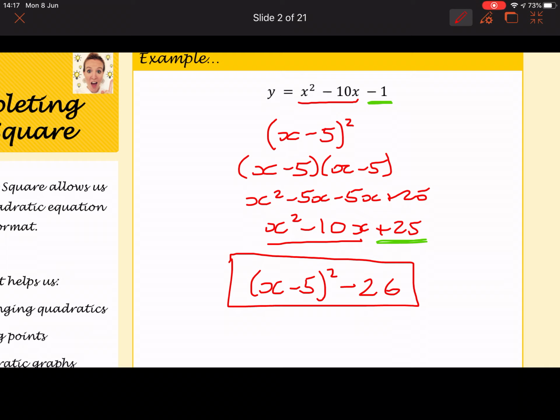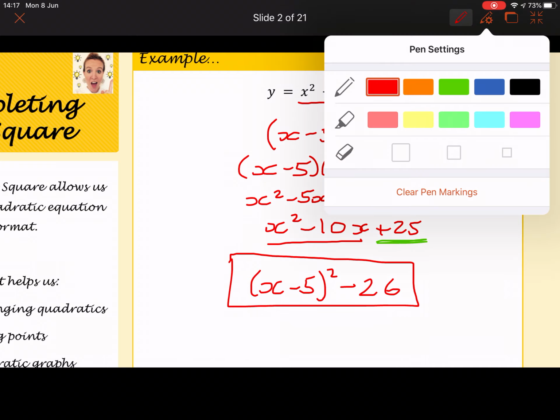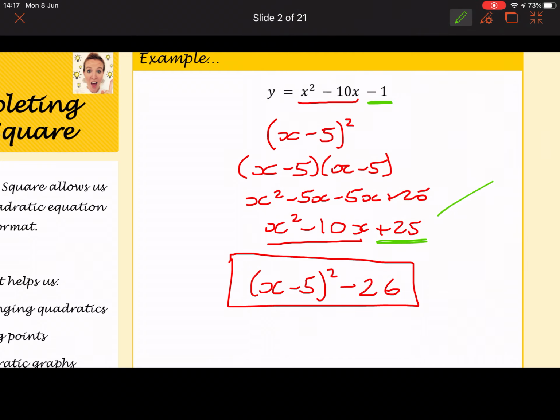Okay? I'm going to run through that reasoning once more and then you're going to have a go. To start with, just look at those first 2 terms, divide them both by x and halve that middle one. So we get x minus 5 in brackets squared. Now you don't have to expand the brackets each time. I was just showing you how it got you down to x squared minus 10x. The only important bit is this number at the end.